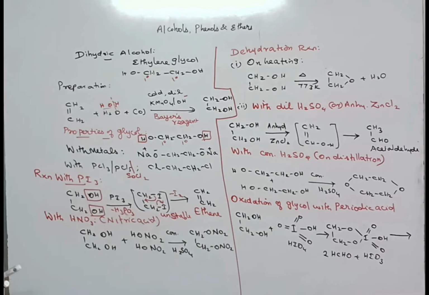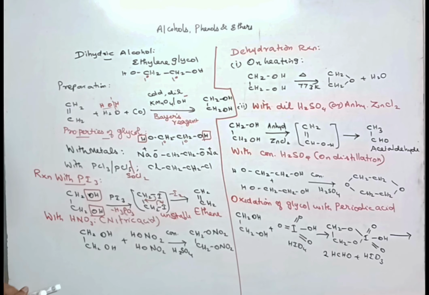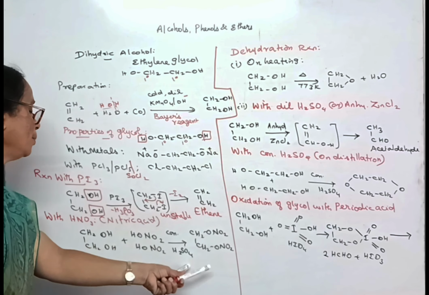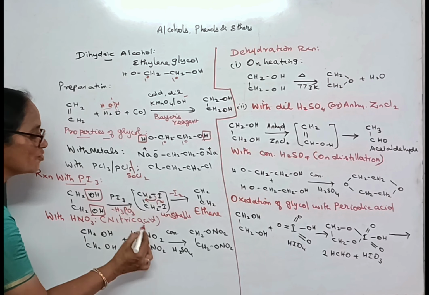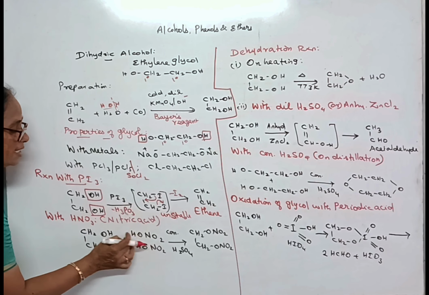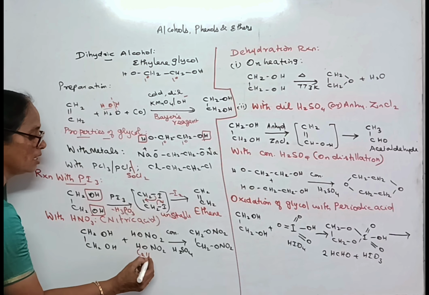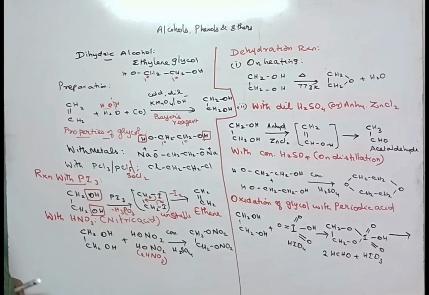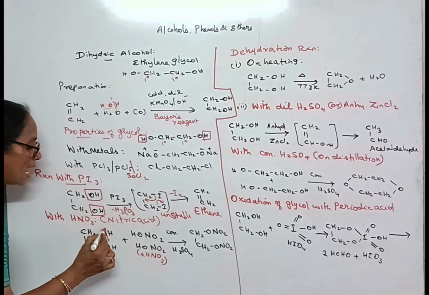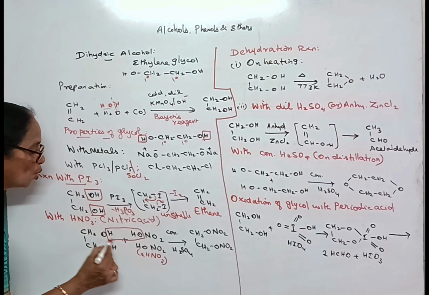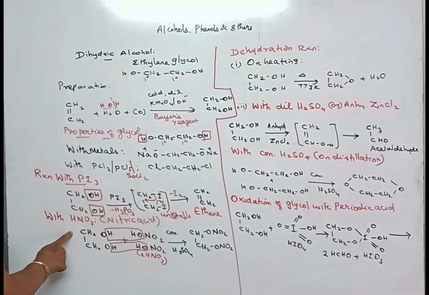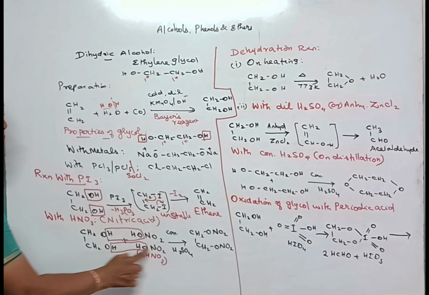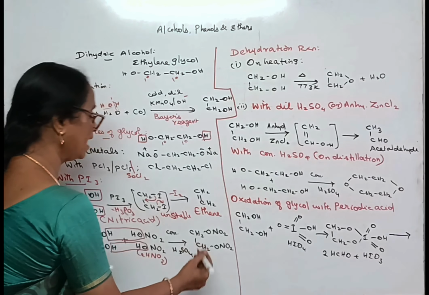Reaction with nitric acid. Nitration is also possible in ethylene glycol. This is possible only in the presence of concentrated sulfuric acid. As ethylene glycol has two OH groups, it requires two molecules of nitric acid, so we write HNO3, HNO3. In this case, the hydrogen atom is displaced with the OH of nitric acid as a water molecule, and hence the product will be CH2ONO2, CH2ONO2. This is called dinitroglycol.